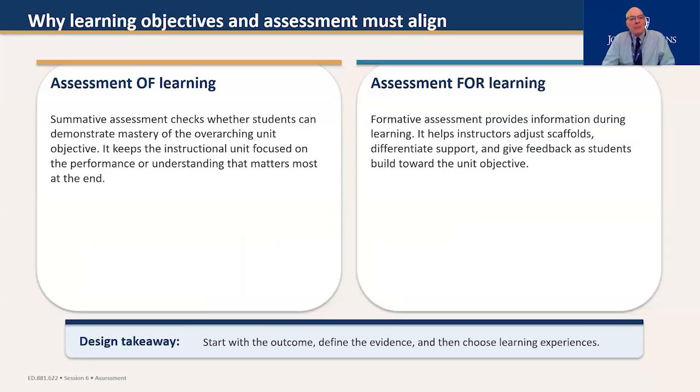So we talk again about why learning objectives and assessments must align. And we really have two purposes here. We have assessment of learning. And probably all of us have experienced the assessment of learning. This is when we take a test or a quiz or some type of end of the chapter knowledge check. And these summative checks determine whether students can demonstrate mastery over an overarching unit or objectives. And it keeps our instructional unit focused on the performance or understanding of what matters most.